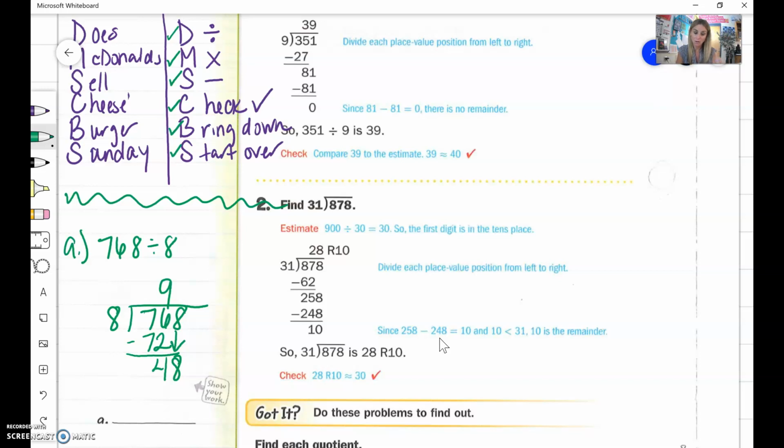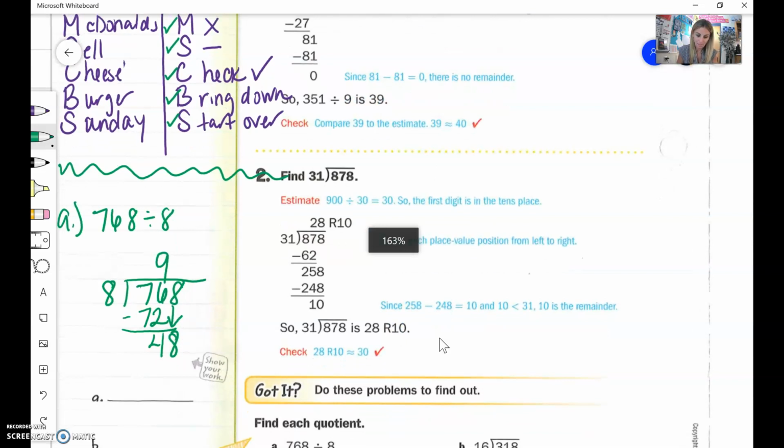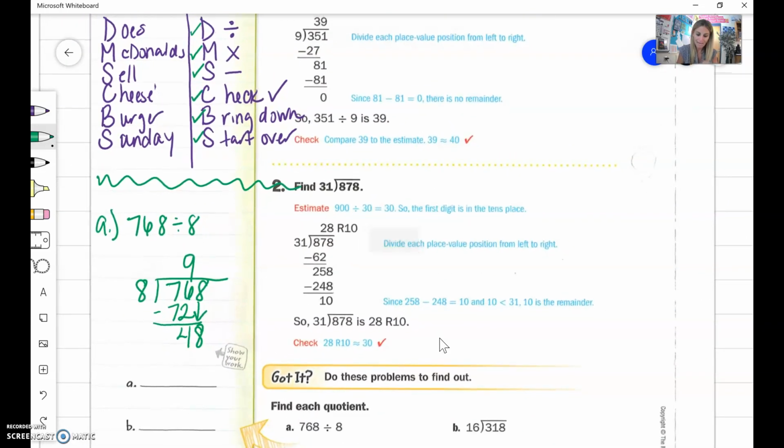Okay, so now I start over. So now I divide. I have 48, and I'm going to move this up a little bit. I'm going to divide 48 by 8, which is going to give me 6. So I've divided. Now I'm going to multiply. 6 times 8 is 48. And I'm going to subtract, which I just did. Do I have any other numbers to bring down? No. Do I have a remainder? No, I do not. So my answer for A is 96.